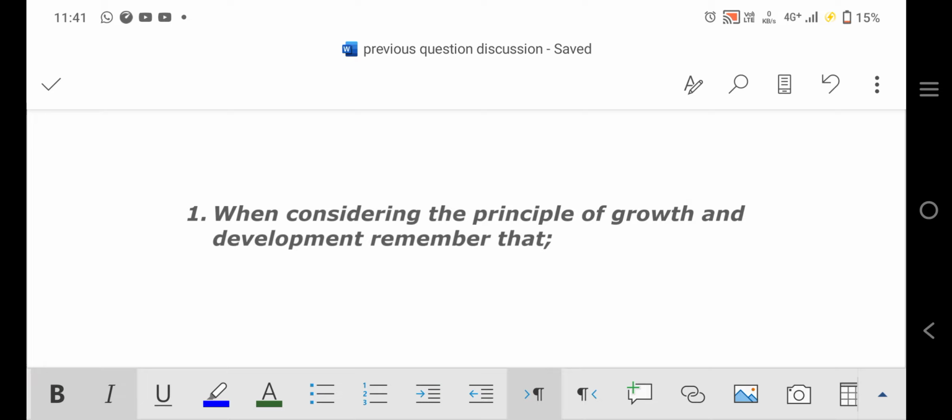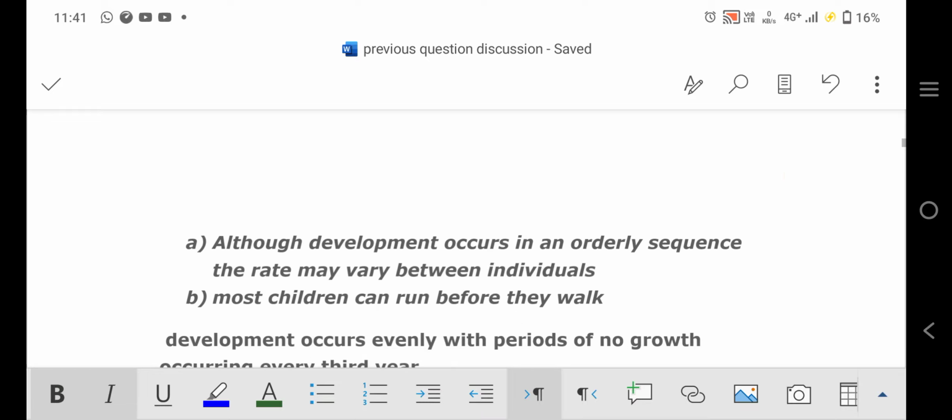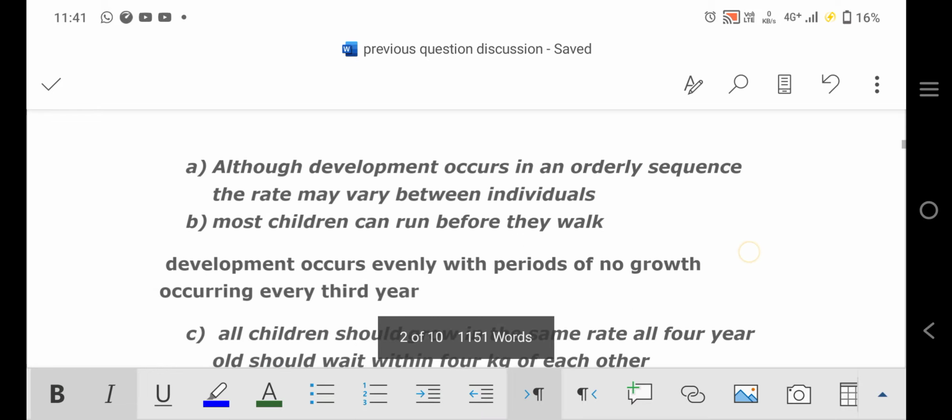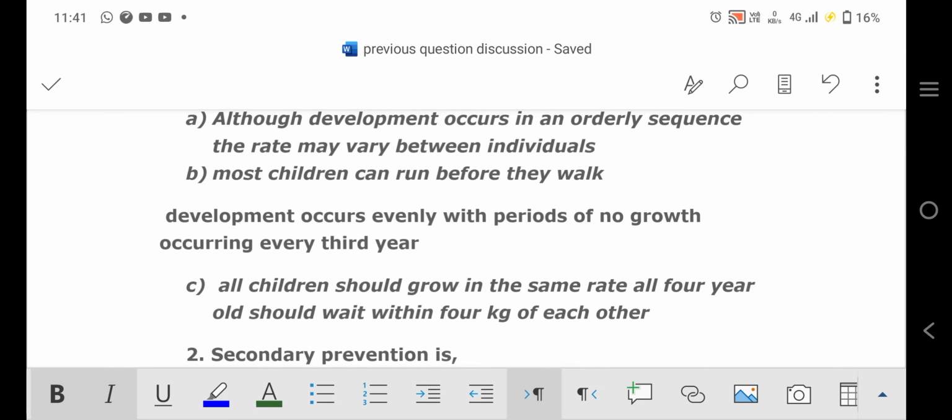First question, when considering the principle of growth and development, remember that. Options: although development occurs in an orderly sequence, the rate may vary between individuals. Second option, most children can run before they walk. Third option, development occurs evenly with periods of no growth occurring every third year. And the fourth option, all children should grow at the same rate.